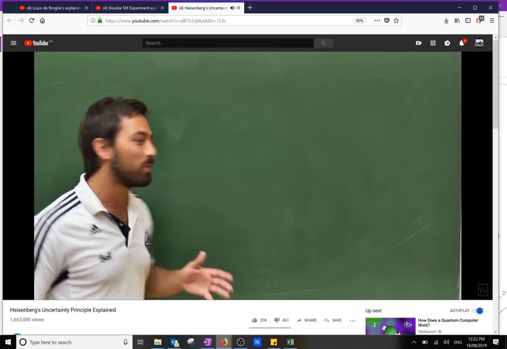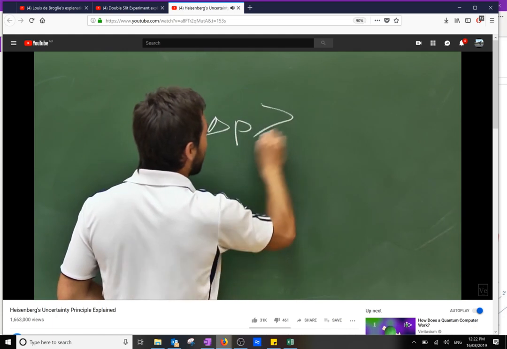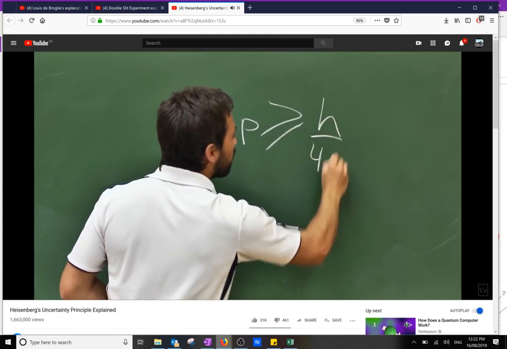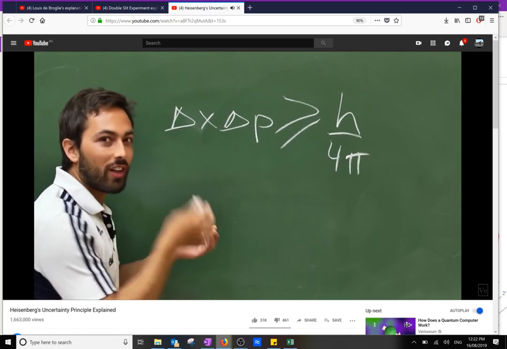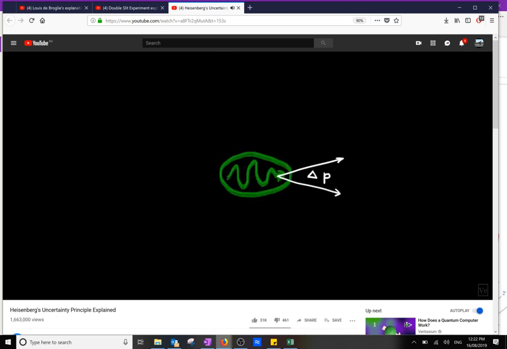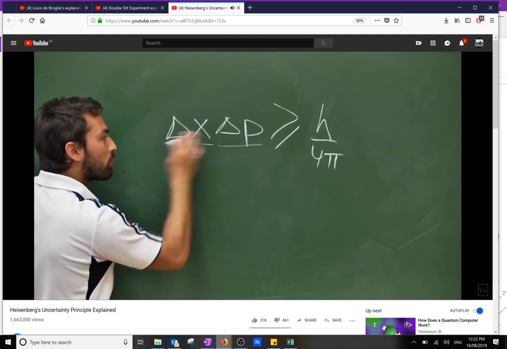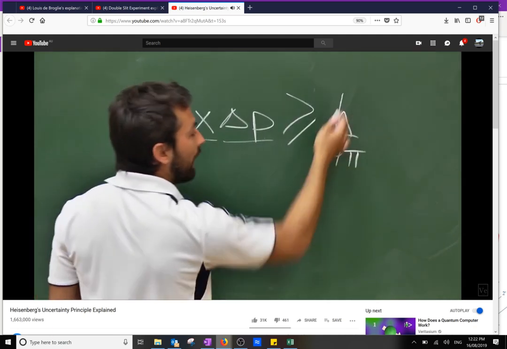Heisenberg's uncertainty principle is normally written as delta x delta p is greater than or equal to h on 4 pi. So what does this mean? Well, it's about the position and the momentum of a particle. So x is the position of the particle and p is its momentum. So delta x is the uncertainty in position and delta p is the uncertainty in the momentum. Now, if you multiply those two quantities together, they must always be greater than or equal to h on 4 pi.